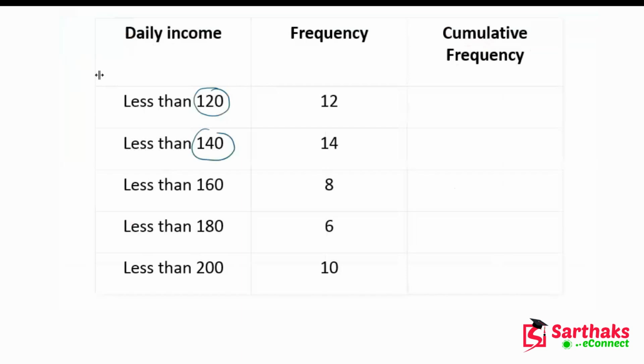So like this, we are taking the upper limit which is less than 120, less than 140, less than 160, less than 180 and less than 200. And these are the frequencies. And we have to write the cumulative frequency, we have to add the preceding frequencies. Okay, so we get 12, 26, 34, 40 and 50.